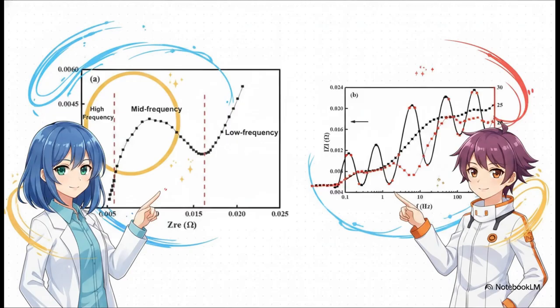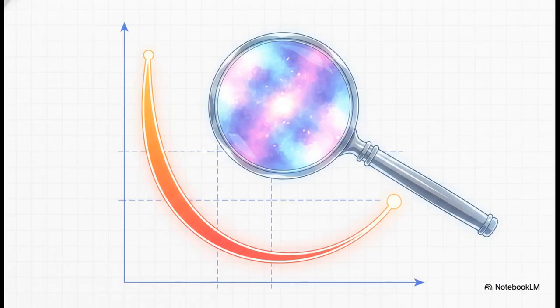Then we have the Bode plot, which serves a totally different purpose. It's great for analyzing the explicit frequency-dependent behavior of the system. It plots the data out linearly so we can see exactly how the cell responds as we change the speed of our interrogation. Let's look a little closer at the Nyquist plot.